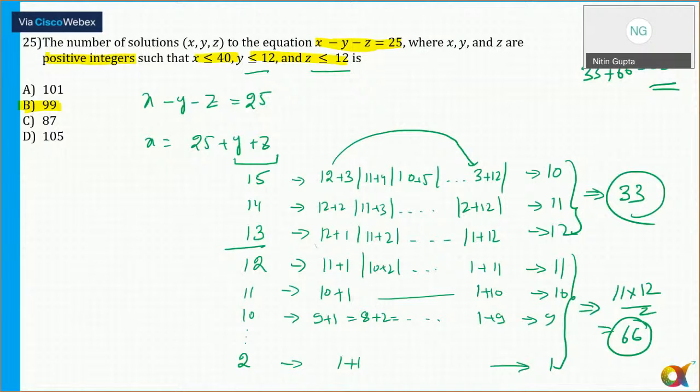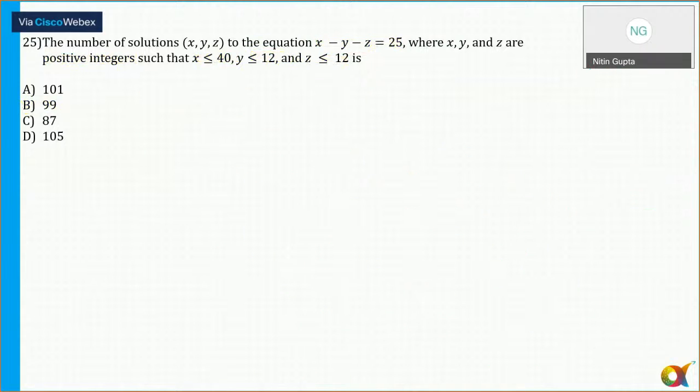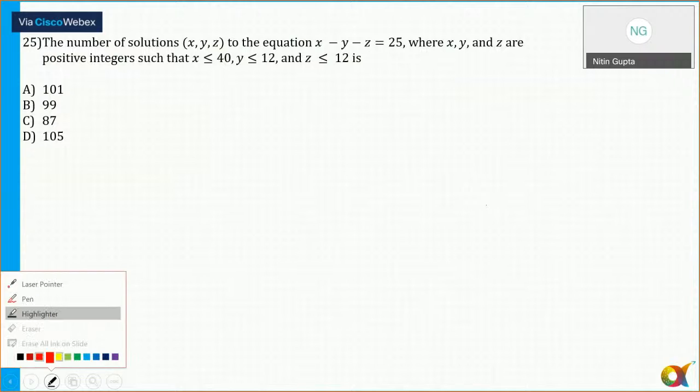No doubts? Sure? Now let's go for another alternative method. I have done it by counting. Okay. You have done it by counting. We can also go by another approach. So can I erase this? Please respond. Okay. Now, let me show the alternative method.